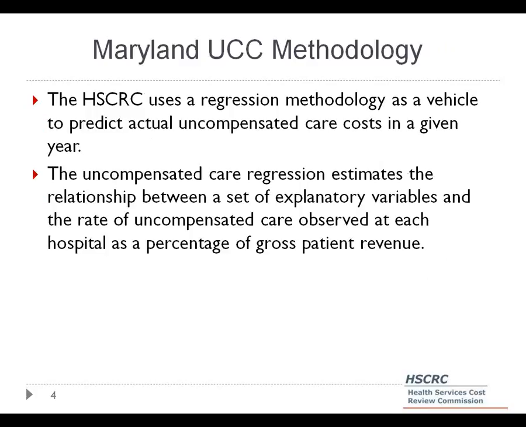On slide 4, I briefly indicated that we use a regression methodology to predict the actual uncompensated care costs for a given year for each hospital, and this estimates what we would expect that hospital to incur as uncompensated care. And the reason that we do this is to make sure that hospitals are applying similar collection efforts and collection policies as other hospitals, so that we're not providing an uncompensated care adjustment just because someone doesn't do a good job of collecting their receivables.